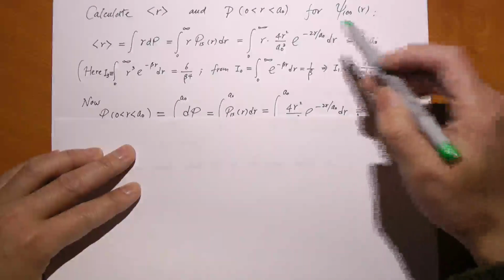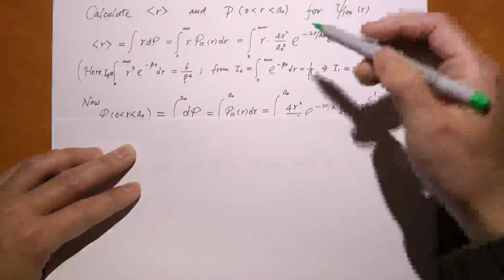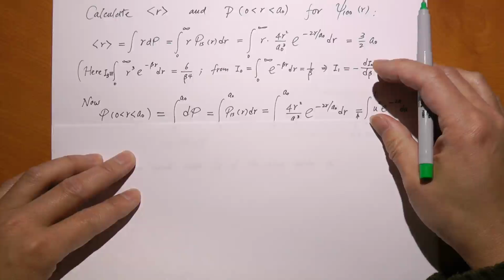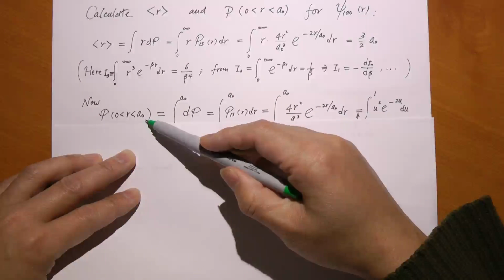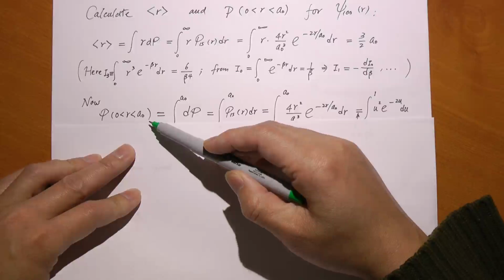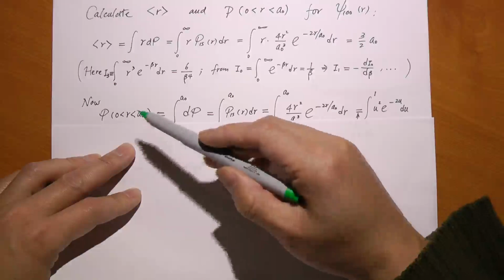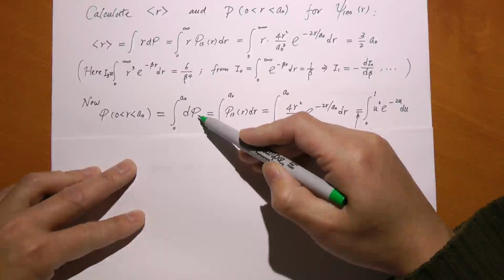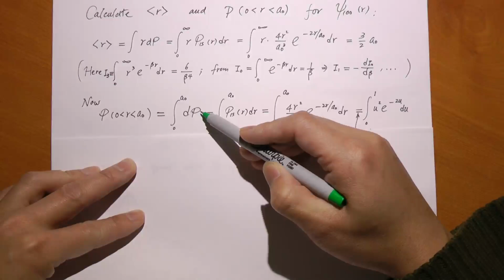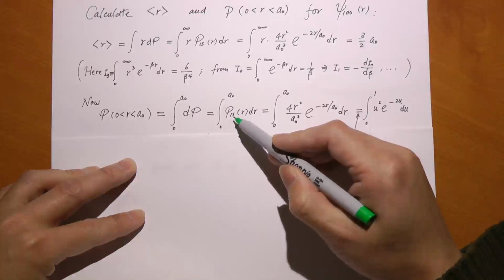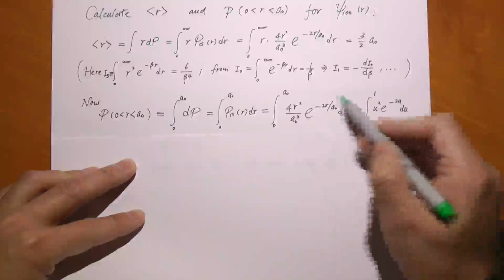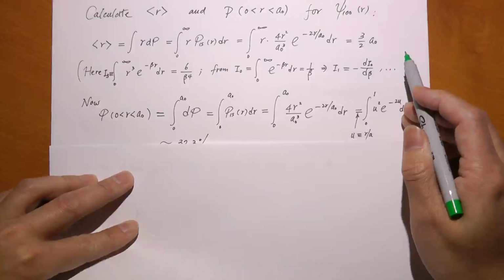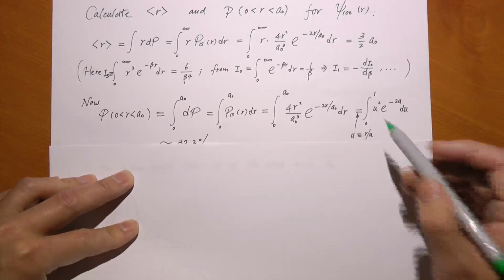That's one example for the average r, as we expect, somewhat greater than a naught. In fact, it's 1.5 a naught. Now let's calculate this probability: the chance of finding this electron within the first Bohr radius. So r is between 0 and the first Bohr radius, a naught. So we need to integrate dP, basically. dP is the chance of finding this particle between r and r plus dr. By definition, it's P1s dr. P1s is given by this, and you have to integrate between 0 and a naught. So this integral can also be easily worked out.